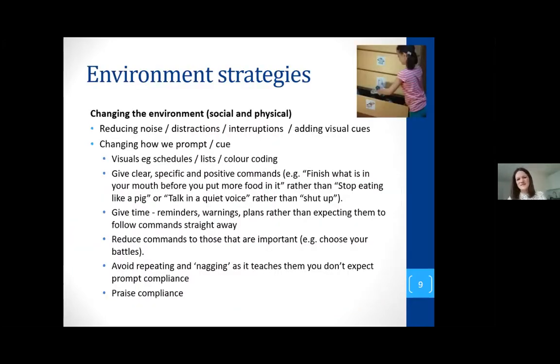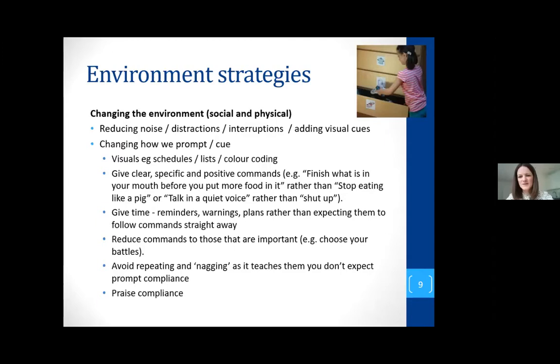So I think I've said some of this stuff, but we've got things like environmental strategies. So you might think about reducing the noise, reducing the interruptions. You might think about using visual schedules. I think I mentioned earlier, doing a kind of timetable of what was happening. And you can see there's a little picture up there of exactly what I was talking about with which clothes are in which drawer. So you might use those visual prompts so that they know where to find different parts of their school uniform.